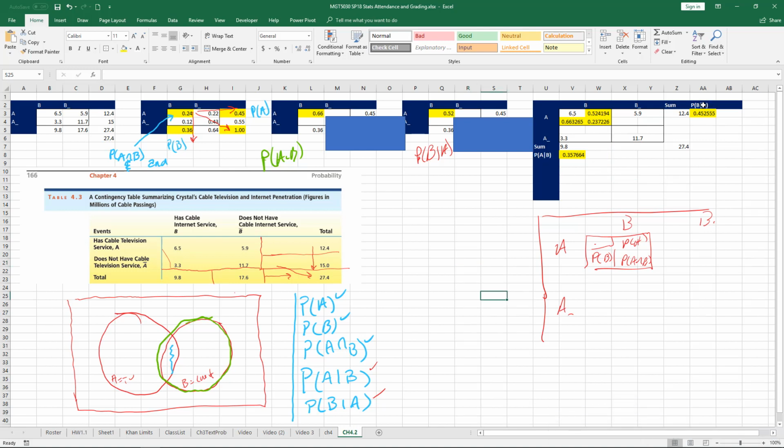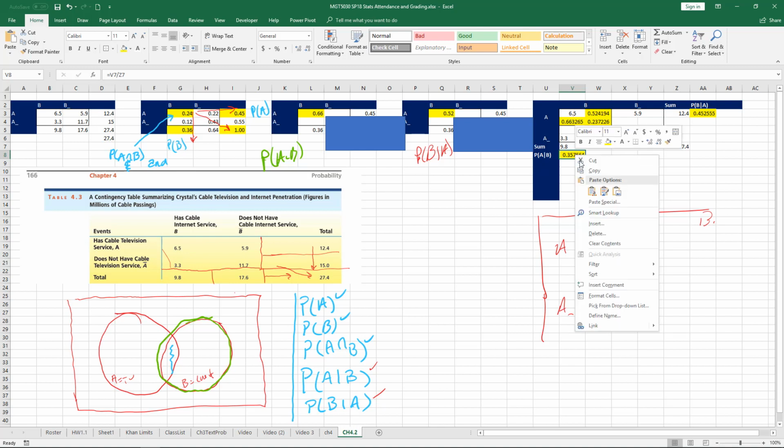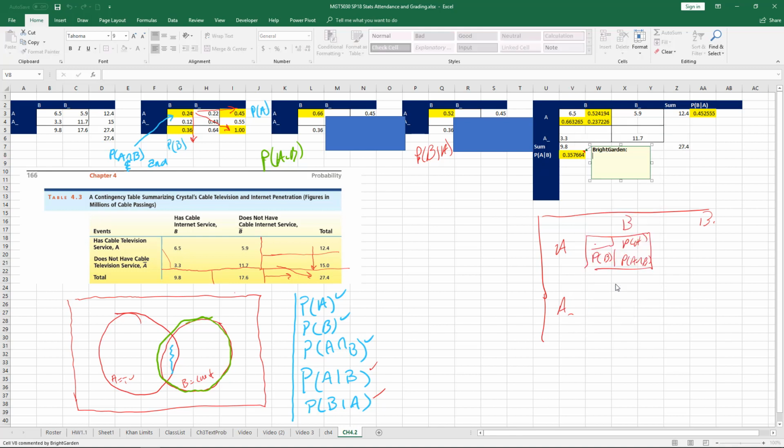I added a couple more notations in this matrix that we have here. One thing you can do is set up one of these matrices and add a comment in here. If you're using Excel, go into insert comment, and you can just say that that's the probability of A given B.